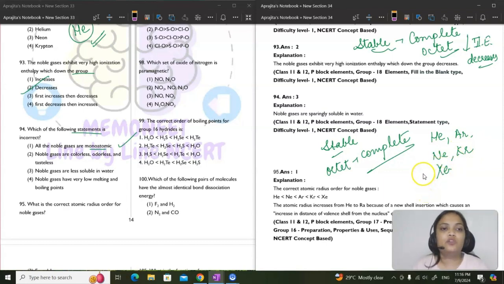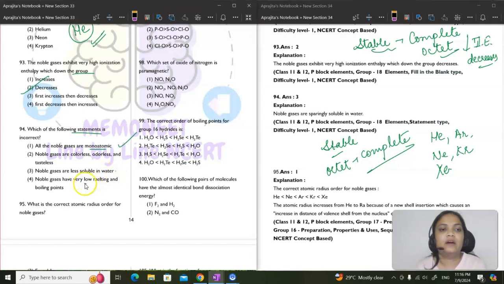This is true. Noble gases are colorless, odorless and tasteless. This is true. They are less soluble in water. So again, I think this is incorrect because they are sparingly soluble in water. They have very low melting and boiling points. So this is also true, students. So the answer is option number 3.